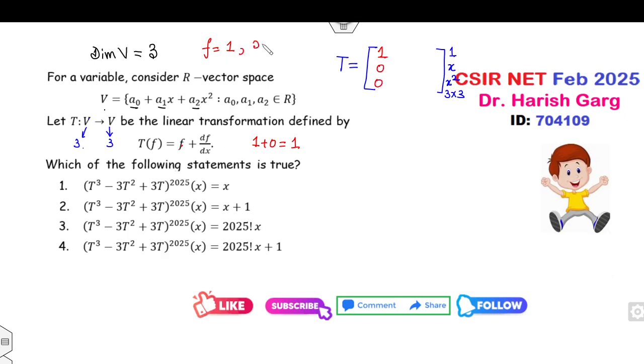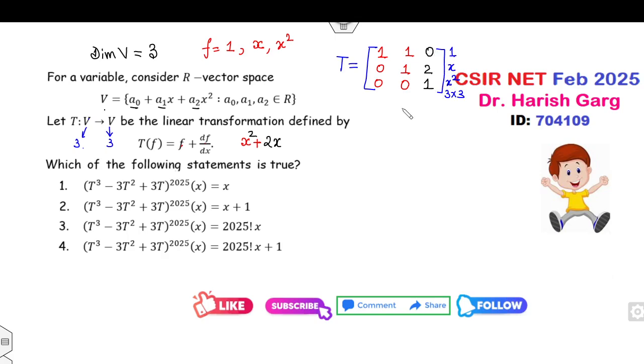The second basis element is x. If I choose x, then this result will be x plus 1. So 1 is the constant, the coefficient of x is 1 and this is 0. If I consider the third element, x square, then it will be x square plus the derivative of x square, which is 2x. So the constant is 0, the coefficient of x is 2, the coefficient of x square is 1.